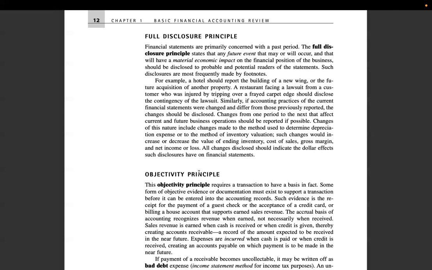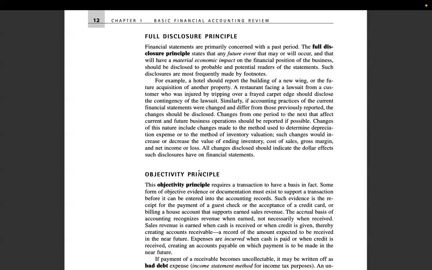Similarly, if accounting practices of the current financial statements were changed and differ from those previously reported, the changes should be disclosed. Okay, has nothing to do with the real transaction, actually. I fully misunderstood those things. That's how little I know about those principal stuff.